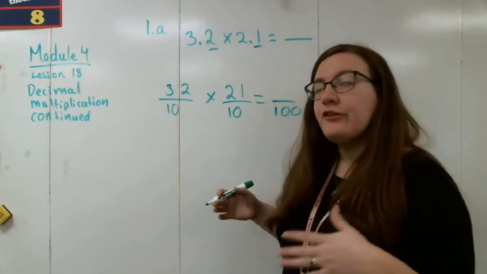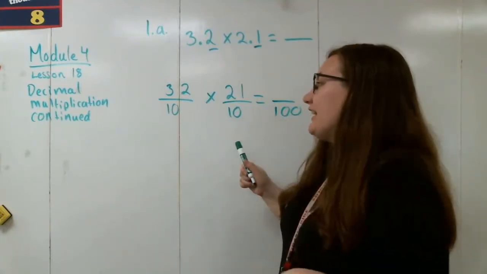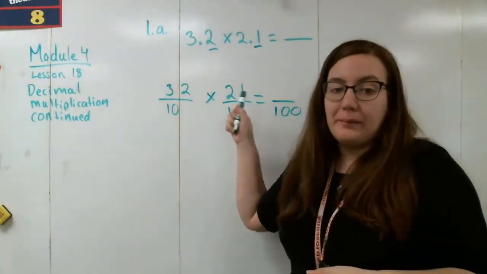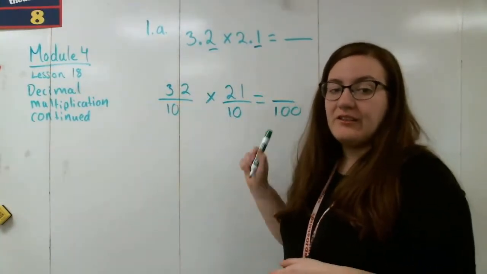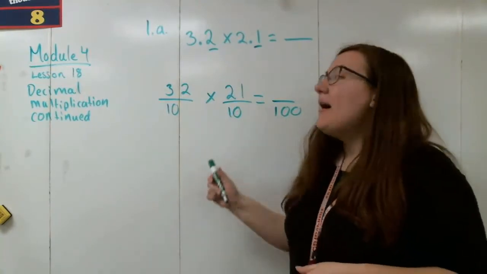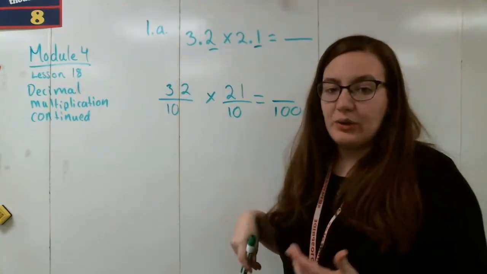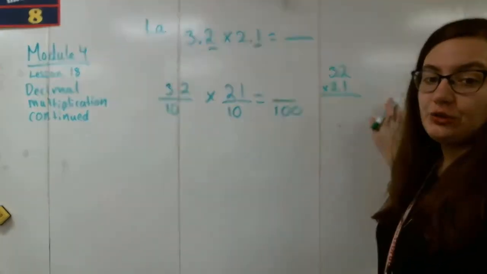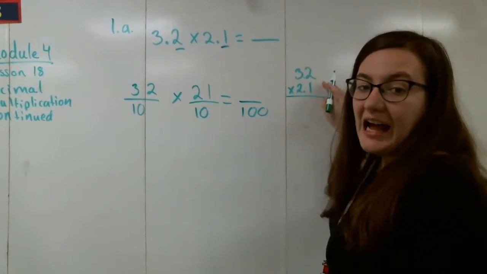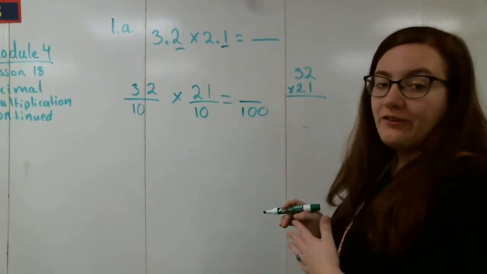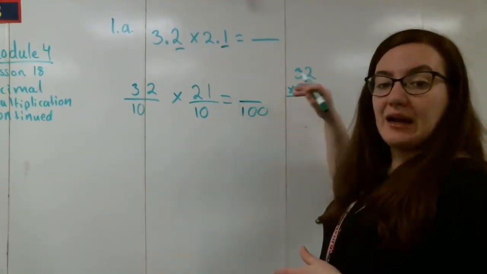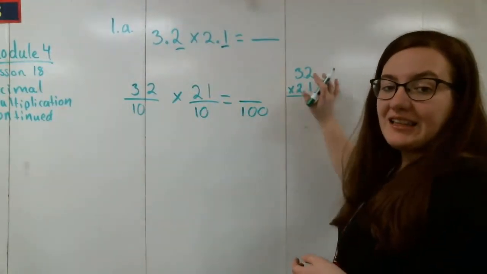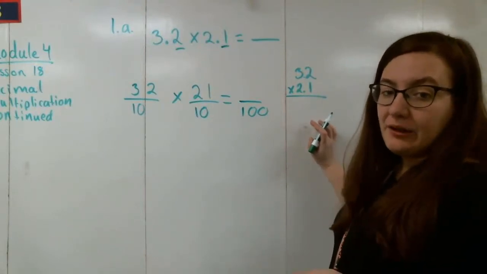Before, when we were doing these problems, it was easy for me to use this method because I could easily multiply the numbers on top and then make them back into a decimal. But this is a little bit tougher. 32 times 21 isn't a problem I can quickly do in my head. So what we're going to do instead is use a standard algorithm to help us solve these problems. You can still set it up like this with the fractions if that helps you out, but this way with the standard algorithm might be a little bit quicker.